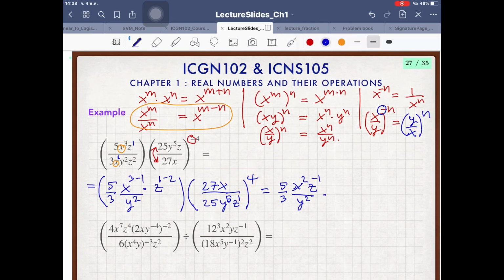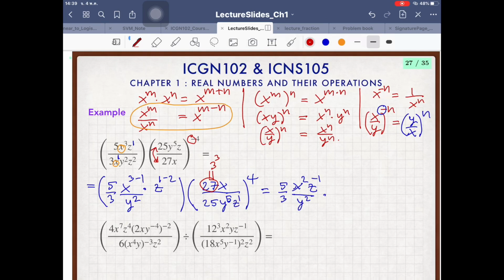And then for the number of 27, it can be 3 to the power 3. 27 is from 9 times 3. 9 is from 3 squared. So totally, you have 3 terms of 3.